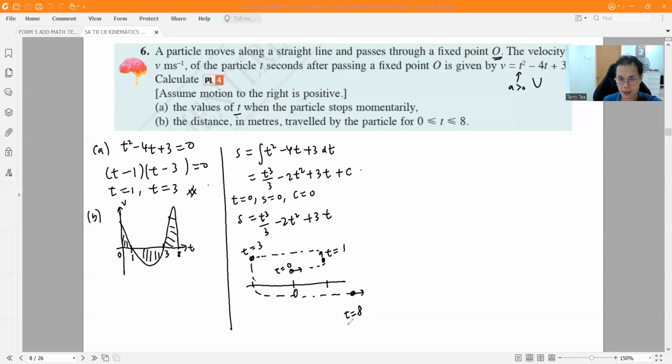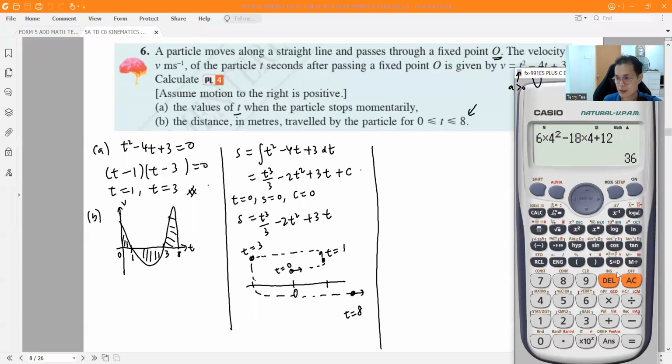1, 3, and 8. Yeah, these are the 3 different key points because if they change direction at 1 and 3, and we want to measure what is the distance traveled until 8. So since I already have my displacement function, I want to make full use of my calculator. Now you can actually type a general function in your calculator like this. This is alpha x cubic, I divide by 3, I minus 2 alpha x squared here, and then I plus 3 alpha x.